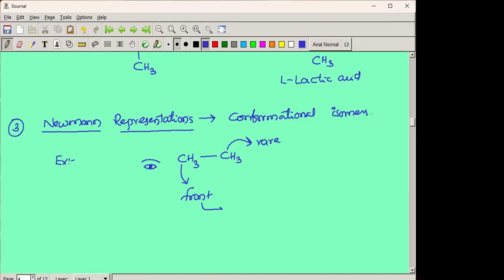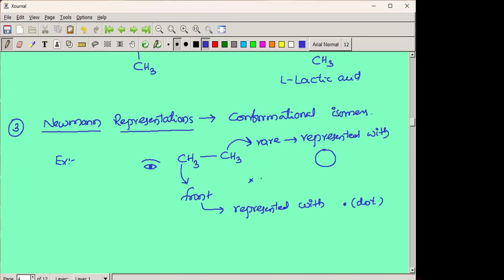So the front carbon atom is represented with a dot. And the rear carbon atom, which one is the rear carbon atom? This one is the rear carbon atom. The rear atom is represented with a circle. Okay, so one is represented with a dot, the other with a circle.